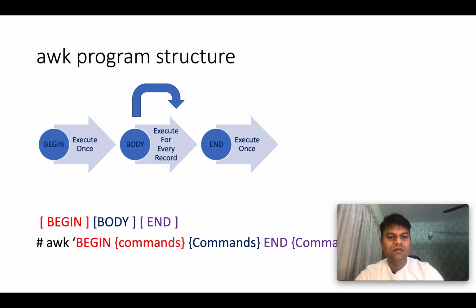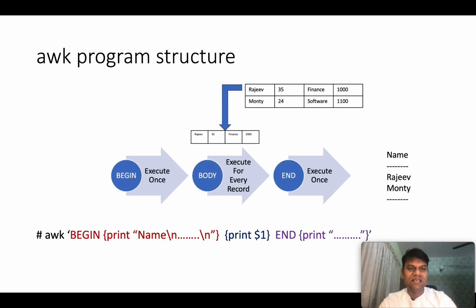And the last section is the end. This is where we do the finalization work, or we execute the commands which need to be executed at the end of the program. The program does not necessarily need to be in a single line. We can create these programs in a file which can have multiple lines. Now let's take an example. In this program, we are trying to process some records, basically just two records, and the output is on the right side.